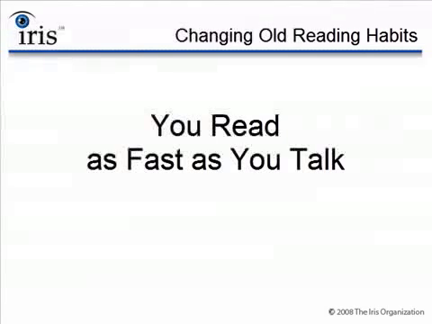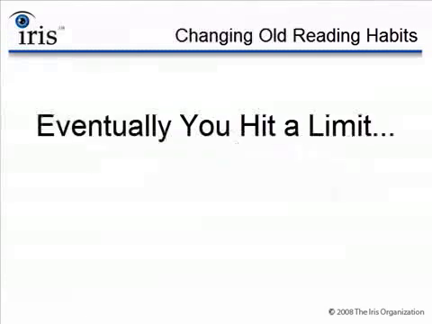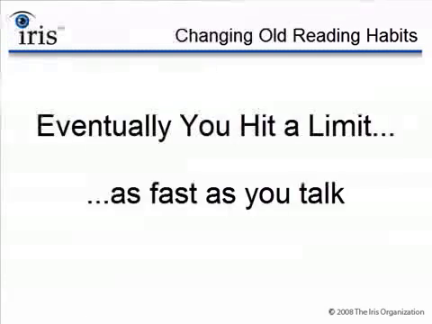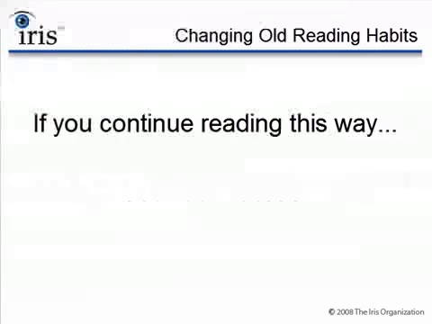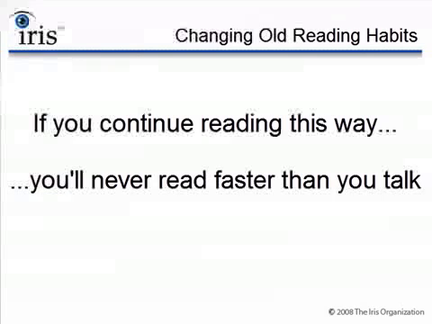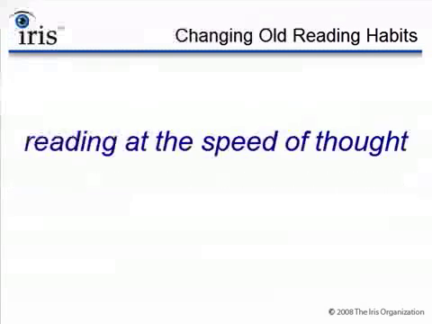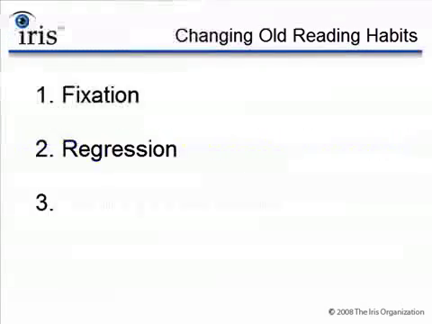Eventually as we get older and we start reading more and more, eventually we hit our limit, and our limit is as fast as we can talk. So if we continue to read this way in this kind of a system, then we're only going to go as fast as we can talk, and that's as fast as we'll ever go. We don't want to read as fast as we can talk, we want to read as fast as we can think.